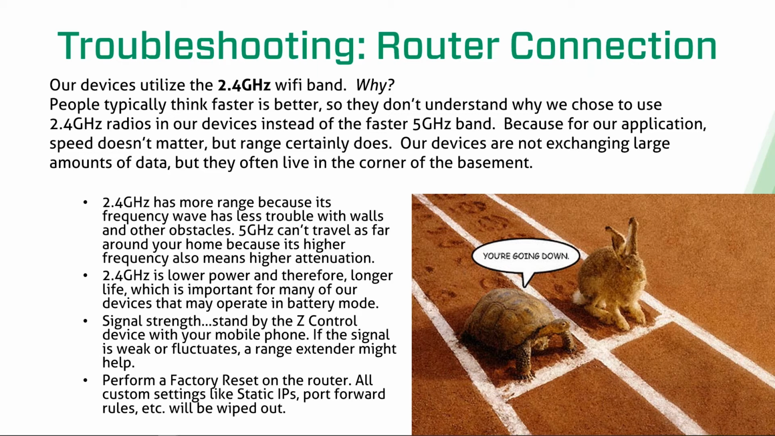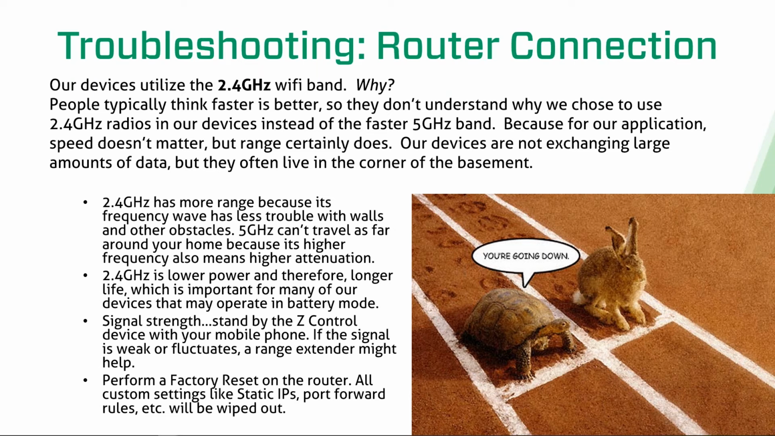So the reason 2.4 has more range is its frequency wave can travel through walls and other obstacles much easier. 5 gigahertz can't travel as far around your house because its higher frequency also means higher attenuation. It can't get through those walls. Those waves get knocked down a lot easier. 2.4 gigahertz is also lower power, and because it's lower power, there's longer life. That's important for us. Many of our devices operate in a battery mode, so we really have to pay attention to the power that's being used.